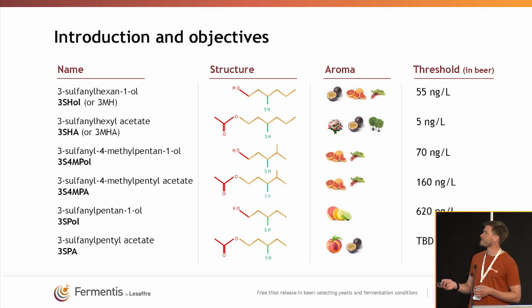So those are the 6 thiols we have been studying. Why? Because they're the most aromatic in beers. They have a low flavor threshold, meaning a high impact in a beer.